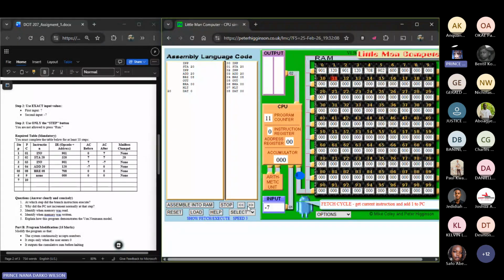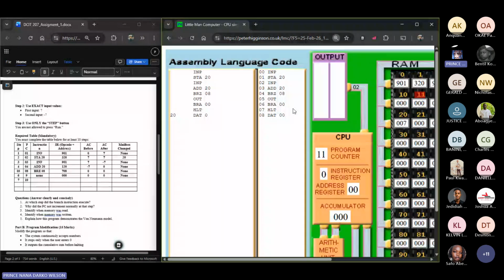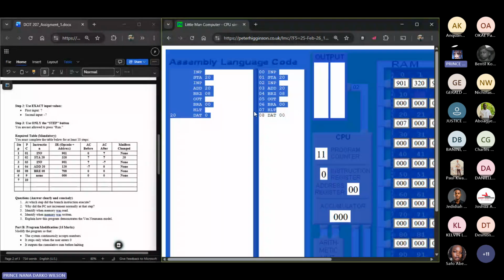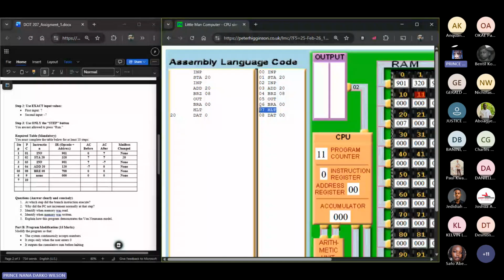Please, what line is the halt at? Isn't it at line 8? It's at line 7, line 7 instead. That's right. Okay, should I zoom in on the instruction? Yes. So here it is. At address 7, you hold the halt instruction. So no, it's not at address 6.